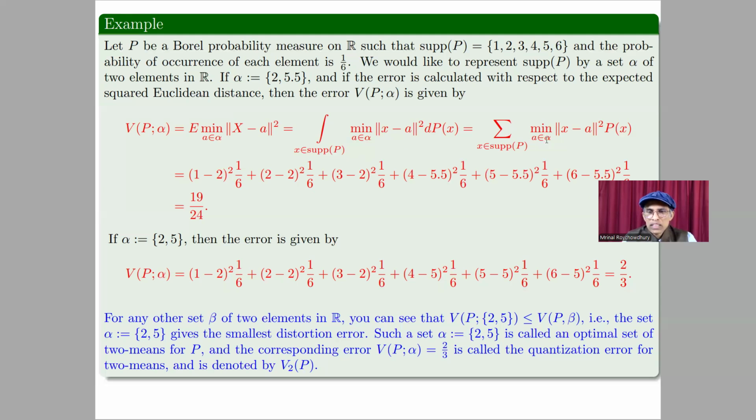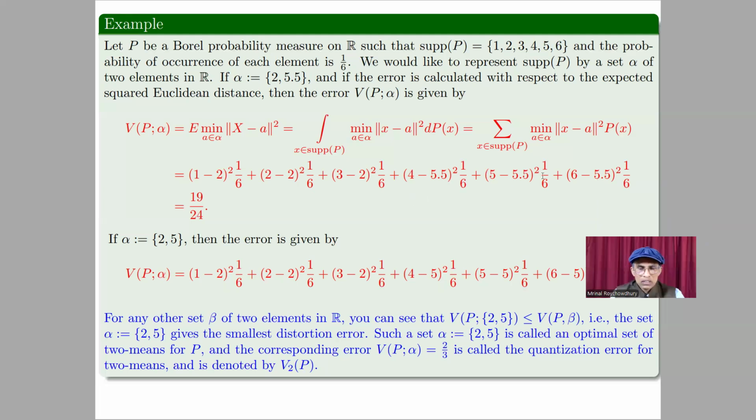So if you use this formula, the error comes as follows. Here x is an element from the support of P. Suppose x is 1, then you take the closest element in alpha, which is 2. So (1 minus 2) square times 1 over 6. Then for 2, of course, 2. And for 3, the closest element is 2. So (3 minus 2) square times 1 over 6. And for 4, it is 5.5. Like this way, if you calculate, the error comes 19 over 24.